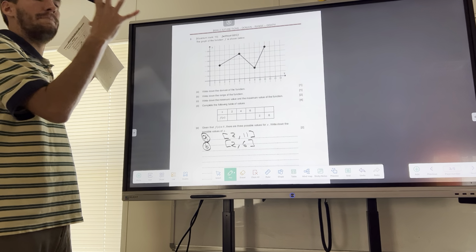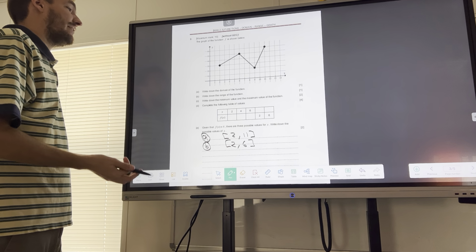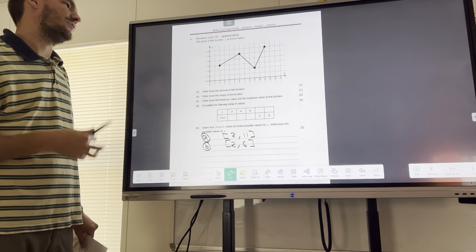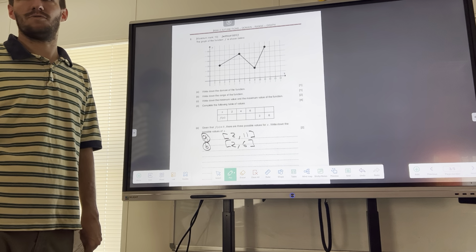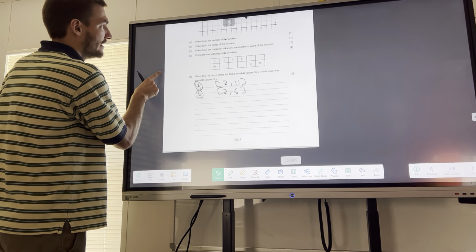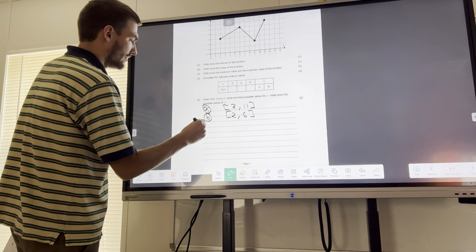Write down the minimum and maximum value of the function. We've got the whole picture of the function right here. There's nothing going off screen, and so we just need to find the minimum and the maximum value. And just like we have in the notes, those are going to be the y values. So up first it says minimum. What would you say is the minimum value?